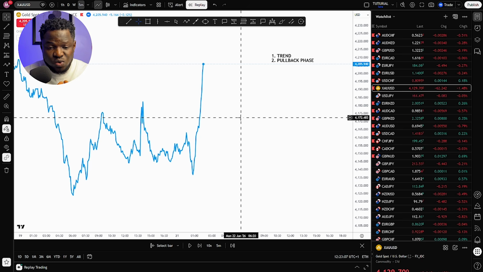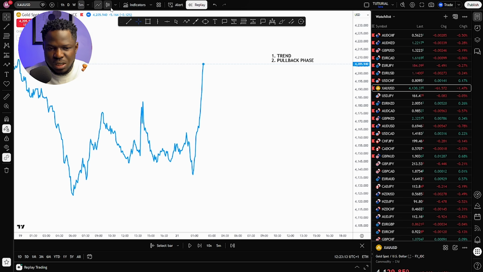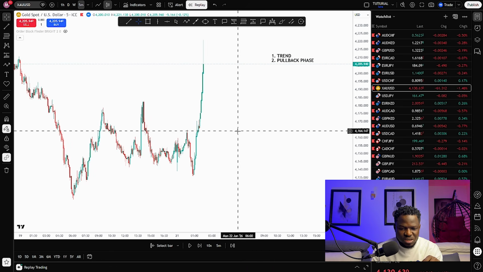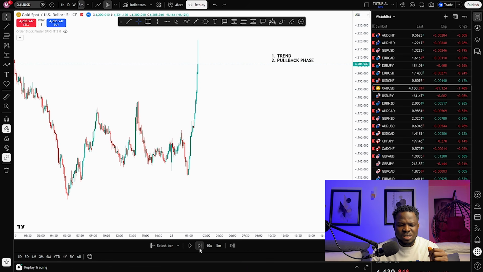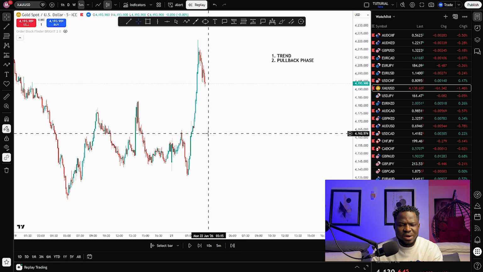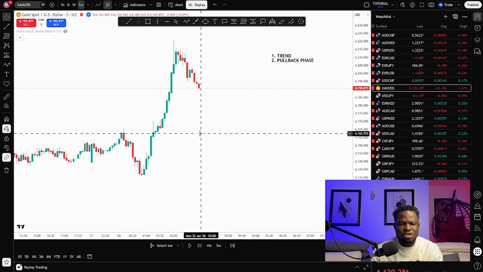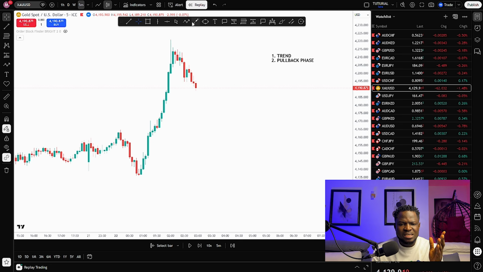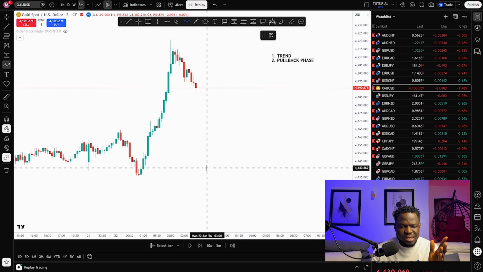This strategy works with a pullback phase. You have to wait for price to give a pullback before you take any action in the market. Let me take it back to candlestick chart, and let's play the candlesticks one after the other. So if you look at this price action right now, we want this price action to give us a pullback phase, by following this reference.